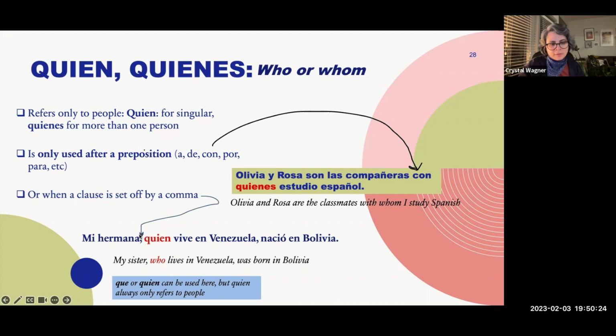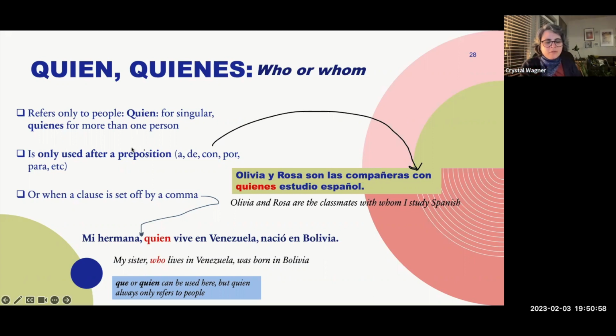En este caso, in this case, I don't have a preposition, pero tengo una cláusula. I have a clause, right? That's set off by this comma. We have three, right? Mi hermana here, quien vive en Venezuela. However, you could use que or quien in these situations, so you're not going to be in trouble because when in doubt, use que. But you always know that you only use this after a preposition.